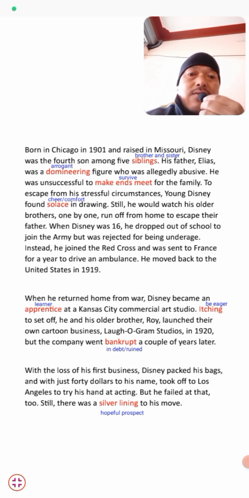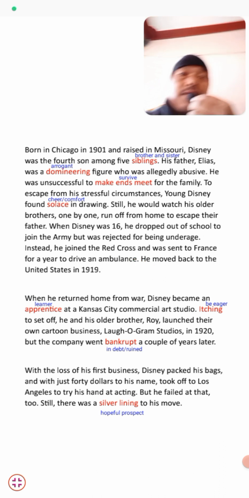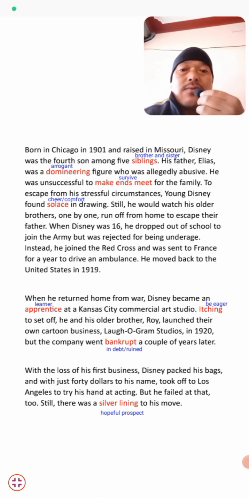Instead, he joined the Red Cross and was sent to France for a year to drive an ambulance. He moved back to the United States in 1919.